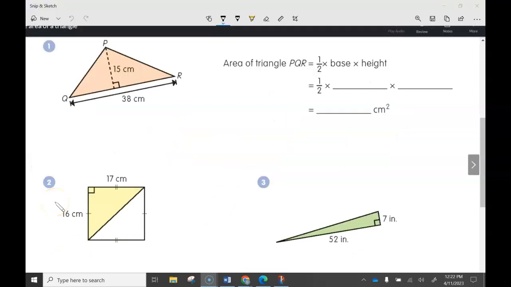So let's turn our books to page 165, where we're going to do a couple of these problems together. Let's take a look at the area of the triangle PQR. Remember, the formula is 1/2 times the base times the height. Okay, so first of all, we need to look at the base. 38 is going to be the base, so let's write that in on page 165.